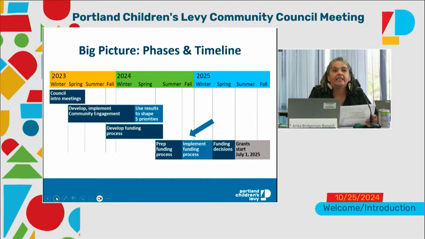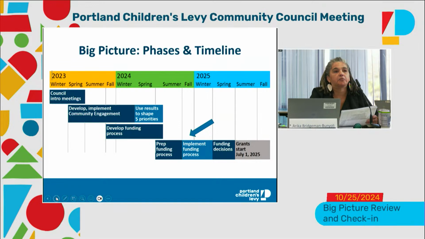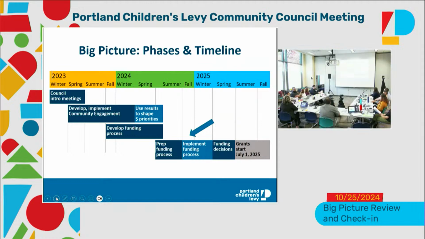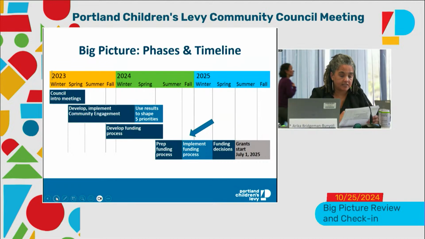So the community engagement process recommendations that you made in 2023 framed how community engagement was conducted. We as staff translated the results of community engagement into funding priorities, and this past spring, you reviewed, revised, and recommended funding priorities for adoption into the final application by the allocation committee. Those funding priorities direct how approximately $23 million of levy money is spent annually for the next 3 years.